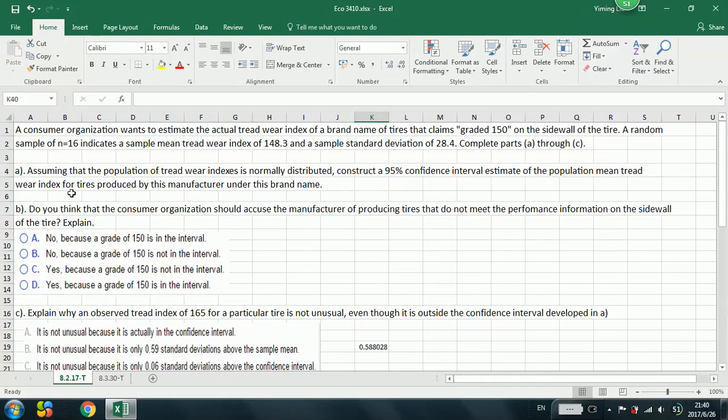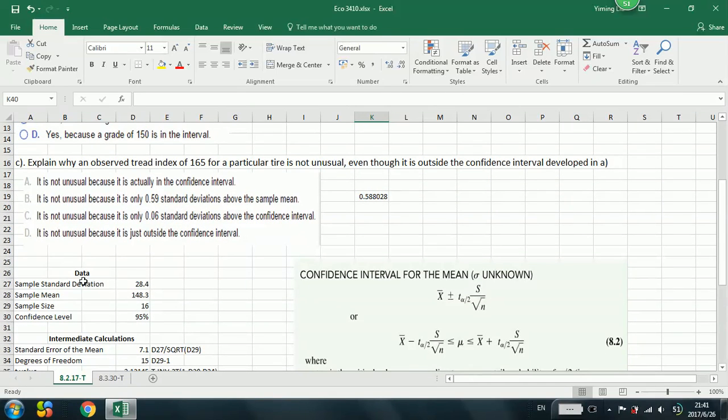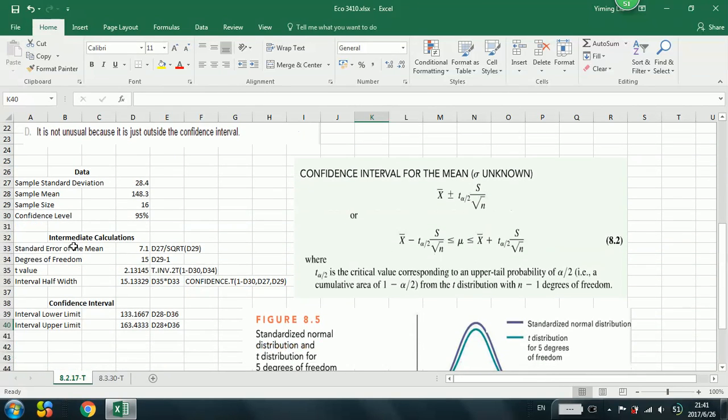For question part A, assuming that the population of tread wear indexes is normally distributed, construct a 95% confidence interval estimate of the population mean tread wear index for tires produced by this manufacturer under this brand name. The data given is: the sample standard deviation is 28.4, the sample mean is 148.3, the sample size is 16, and the confidence level is 95%.